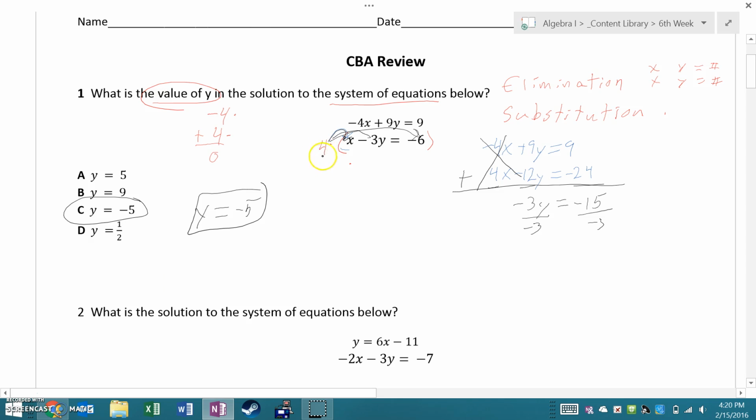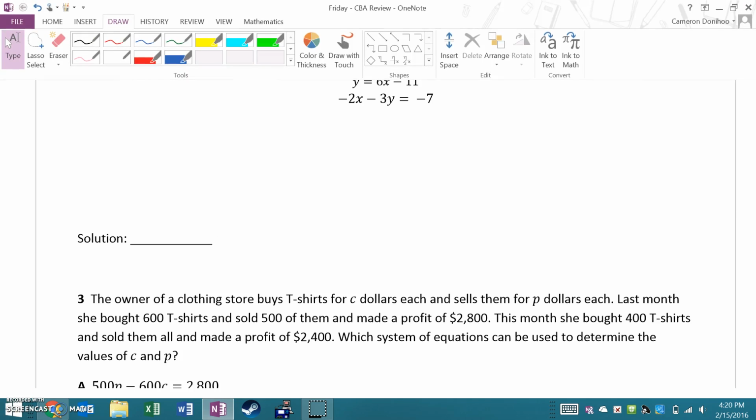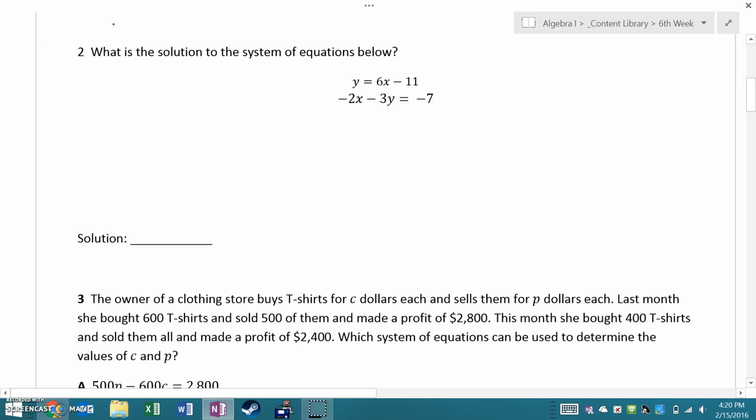Again, what I did here was I multiplied with 4 so that I had a number that would eliminate. After eliminating, I just had to divide. There's my answer. Number 2. All right, number 2 is going to be the situation where we're going to use substitution. And the reason why we're going to use substitution is because I know what one of these variables equals.